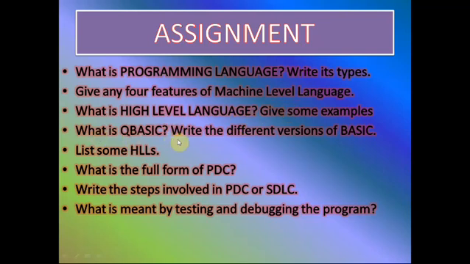What is QBasic? Write the different versions of basic language. First of all you have to write what is QBasic. QBasic means high level programming language, and write its different versions. Here you have to write basic versions. List some high level language. What is the full form of PDC?